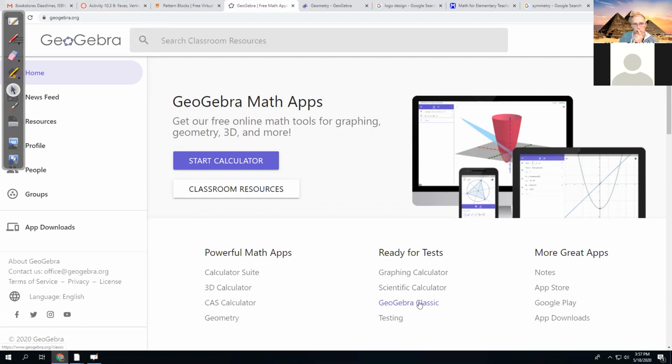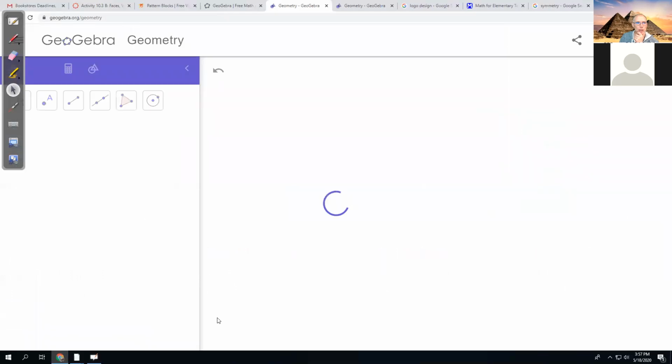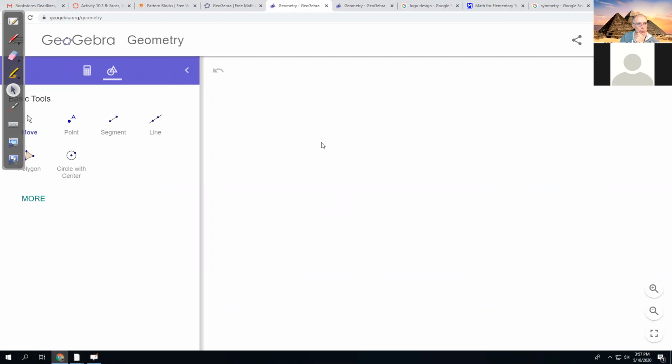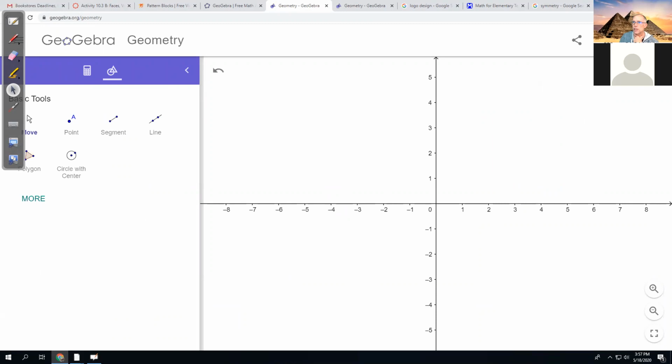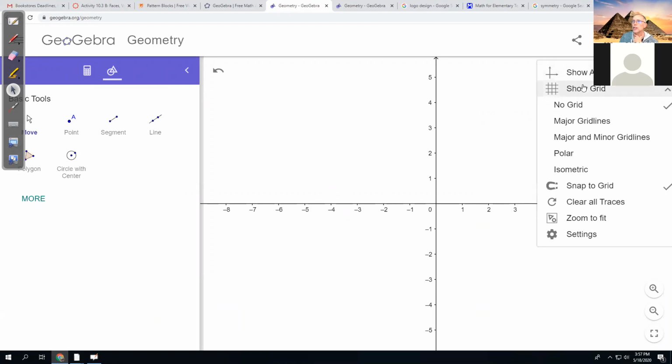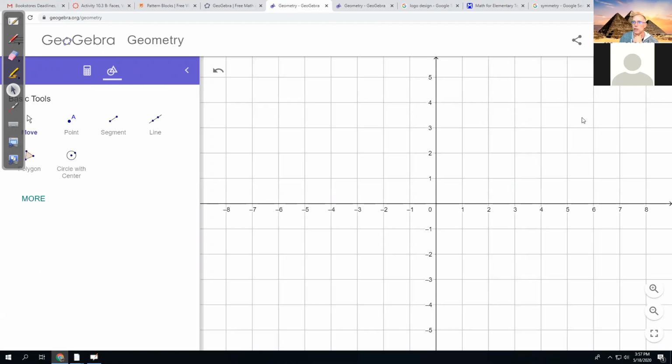Is that true? No, I'll stick with the geometry, but I'm going to have to tweak it a little bit. All right, so I'm going to get the geometry one we played with a couple weeks ago. And I'm just going to adjust the way it looks because I want to see the grid in the background because I need to draw a special line here. So I want to show axes and I want to show grid with major grid lines should be good enough.